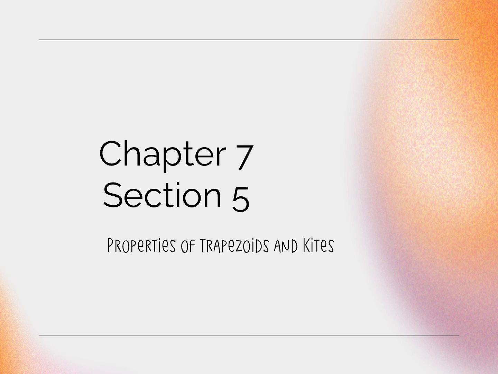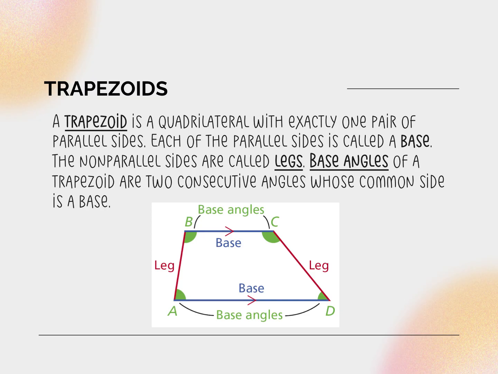So in 7.5, we're going to talk about some additional quadrilaterals known as trapezoids and kites. Trapezoids are quadrilaterals that have exactly one pair of parallel sides. Remember, a parallelogram has two pairs of parallel sides. A trapezoid has one pair. And we need to know the vocab, right?